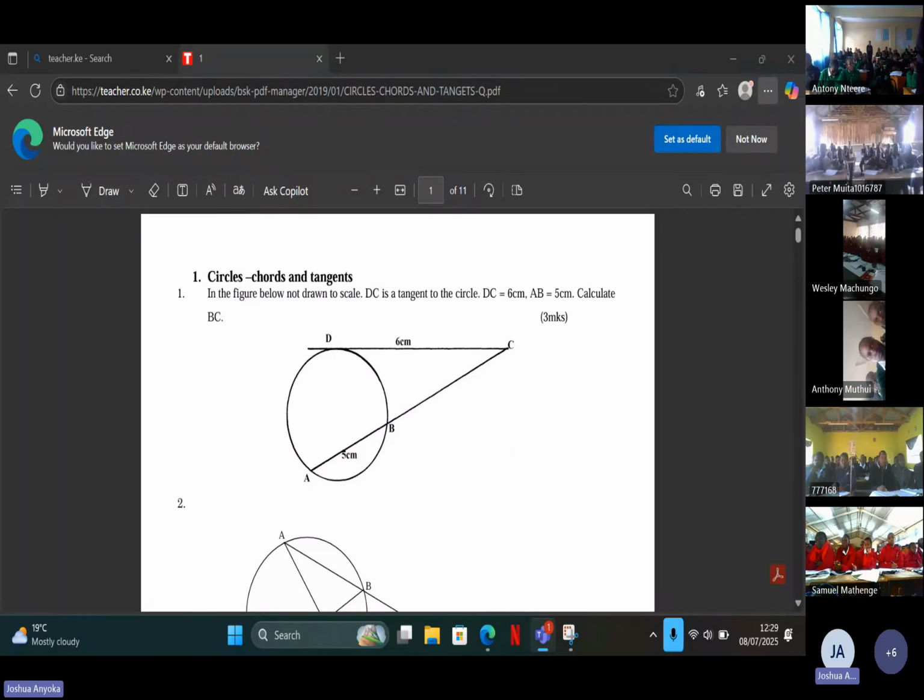I want you to take the first question on circles, chords, and tangents, and then we work it out. Just a minute, then you write the first equation. In the figure below, not drawn to scale, DC is a tangent to the circle, DC is 6 centimeters, AB is 5 centimeters. Calculate BC.